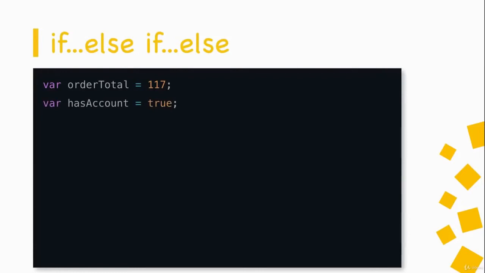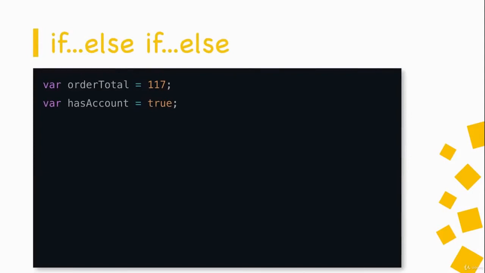So in this case, we have two variables, order total, which contains the total value of the order in numbers, and then another variable has account, which is either true or false, depending on whether the customer actually has an account or not. But again, in a real-life application, you would most likely be getting these values either from the server or from another application or script on the page. But in this case, we don't want to complicate things, so we'll just hard-code the different values in these variables.